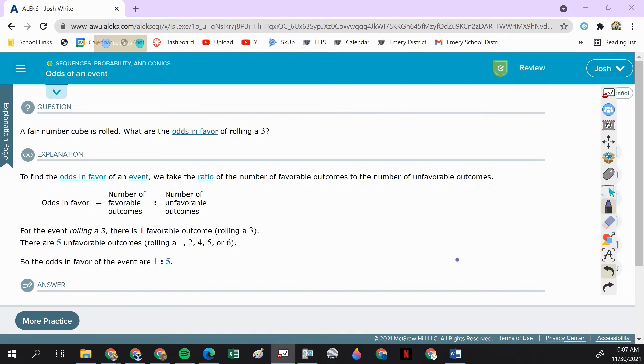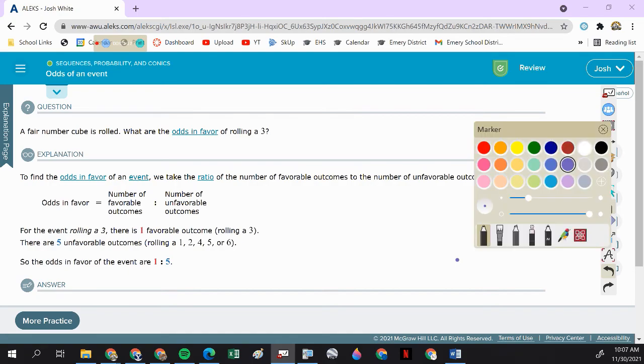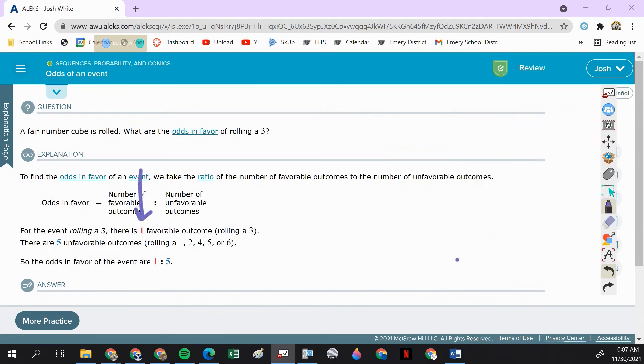So the chance of winning can happen 1 time, and losing can happen 5 times. So the odds in favor are 1 to 5. What are the odds of losing? 5 to 1.